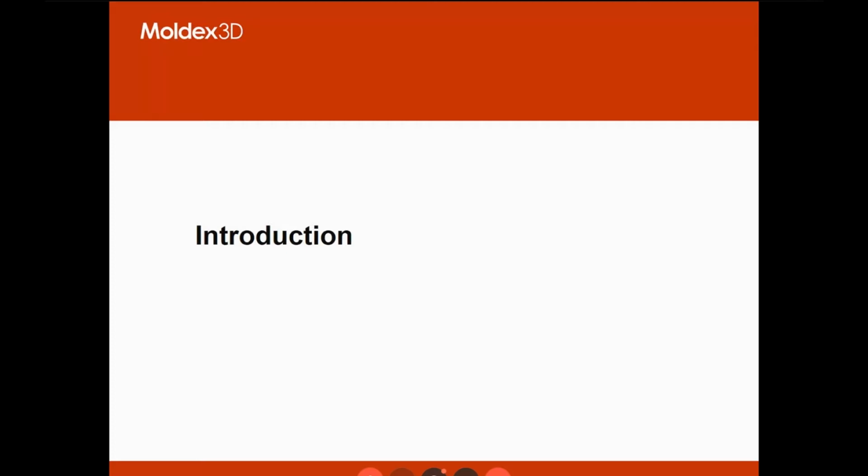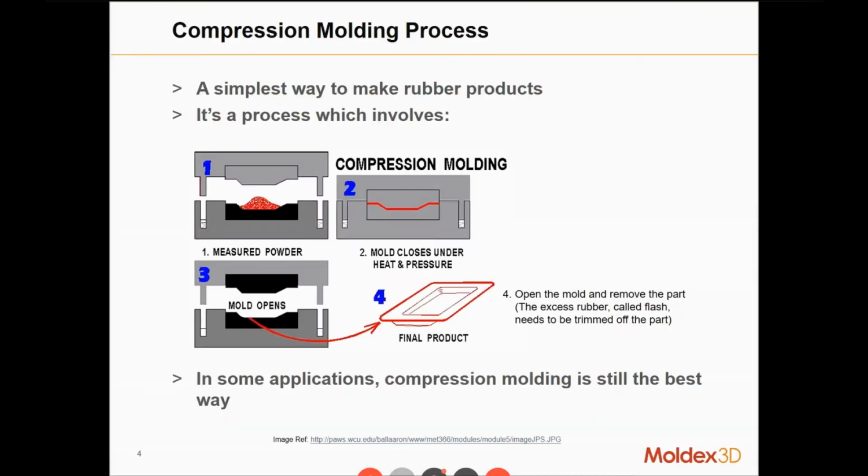First of all, the introduction. So compression molding is one of the simplest way to make rubber products, and actually not just for rubber material, but also a lot of thermoset and thermoplastic materials can be used.